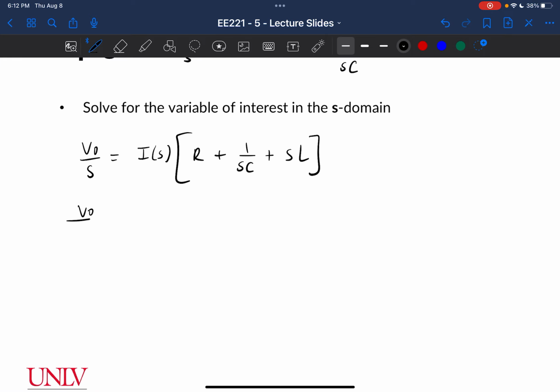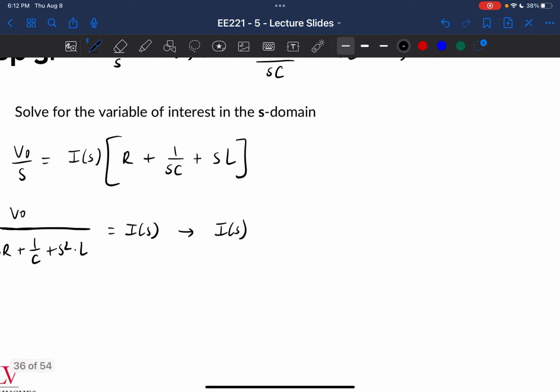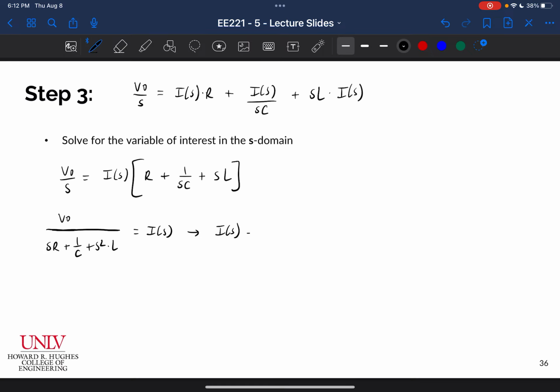So we get V out over, I'll just multiply the S in there. So it's going to be S times R plus 1 over C plus S squared times L. All right, that's going to be equal to I of S. And then we can just rearrange that expression on the bottom so that we get a nice quadratic that's easy to factor. Let's just pull an L out of all the terms. So we say L multiplied by S squared plus SR over L plus 1 over LC. And now we can plug in values here.